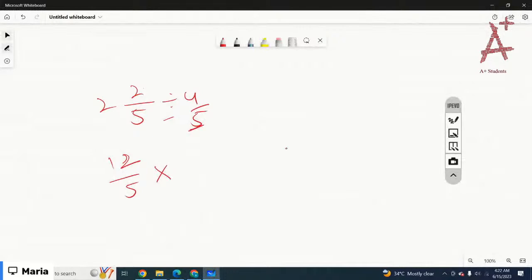Replace this division sign with multiplication, and then you have to take the reciprocal of this term. Reciprocal means you have to interchange numerator and denominator. The reciprocal of 4 over 5 is 5 over 4. Whenever you replace the division sign with multiplication, you have to take the reciprocal of the term right after the division sign. So it would be 5 over 4. You can cancel out the common factors. You are left with just 12 over 4. And when you divide, 4 times 3 is 12. So the correct option is 3.